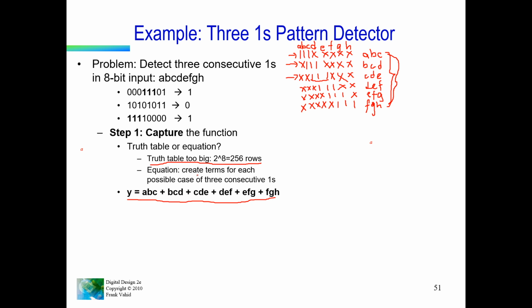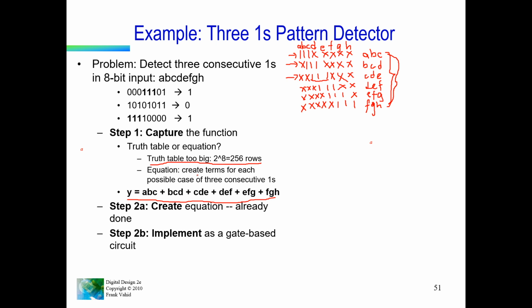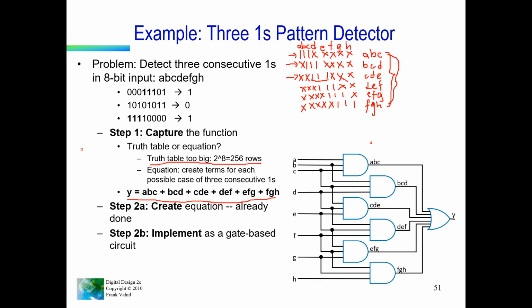However, we need the step 2b, in which we will implement this functionality using logic gates so that we design the circuit. Here you see that this AND is for A and B and C, this is for B and C and D, this is for C and D and E, and this OR gate, actually it is a 6 input OR gate, ORs all of these Boolean expressions so that we get this Y. So this is the solution for our problem.